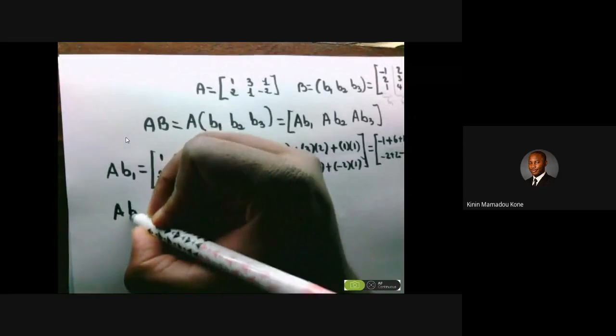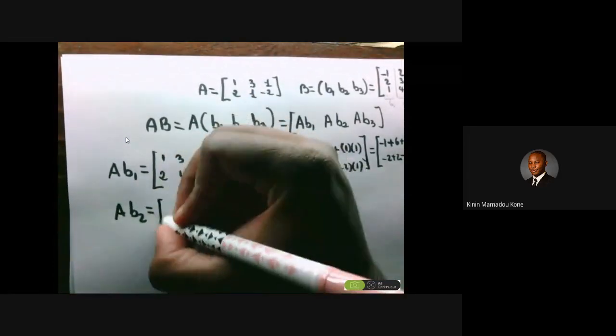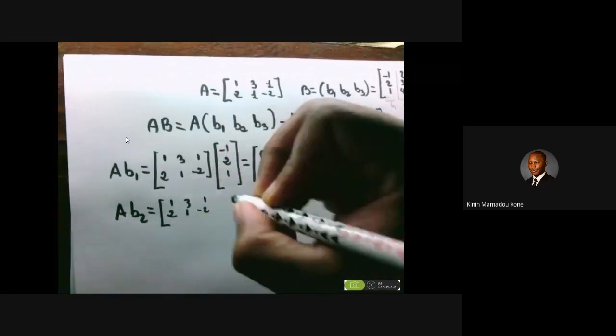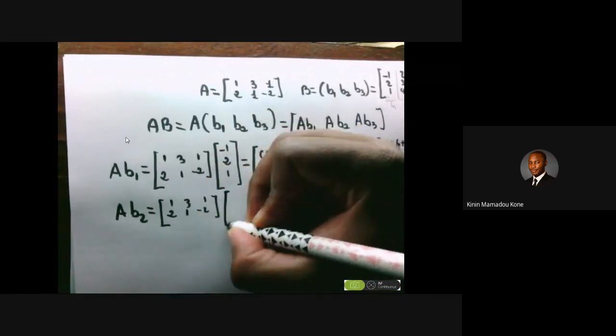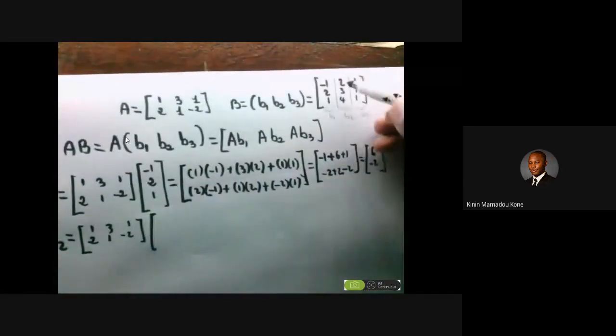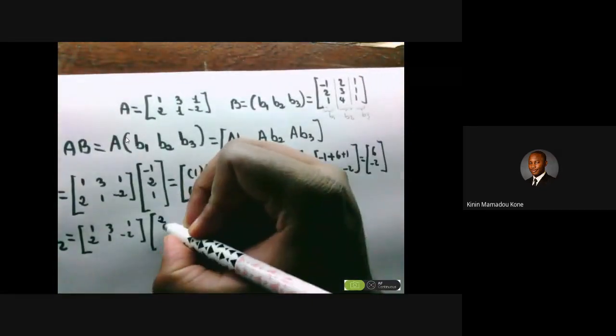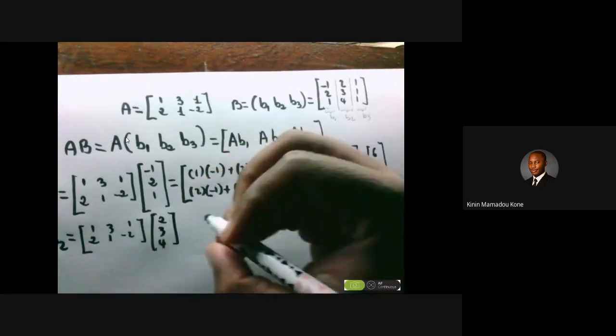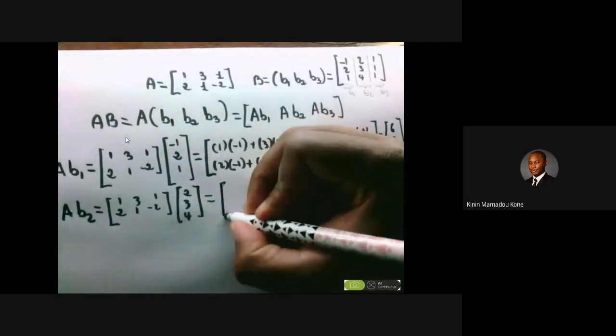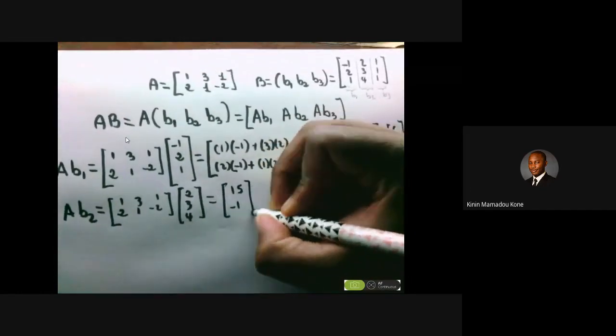AB2, let's find AB2. It's going to be equal to 1, 2, 3, 1, 1, negative 2 times negative. Now the second block is 2, 3, 4. So 2 times 3 times 4. Do the multiplication. If I do the multiplication just like I did with the first one, I'll obtain 15 and then negative 1. Now AB3, if I do the multiplication, I get 5 and 1.